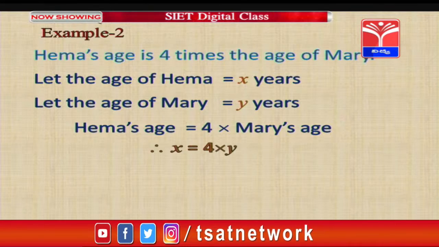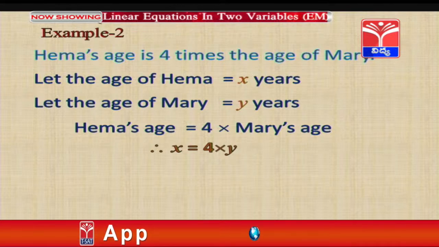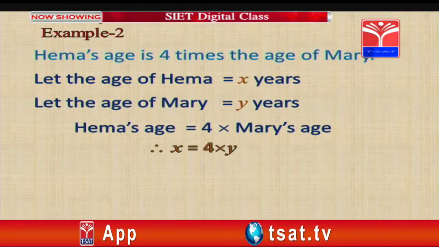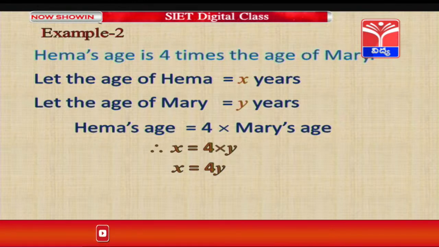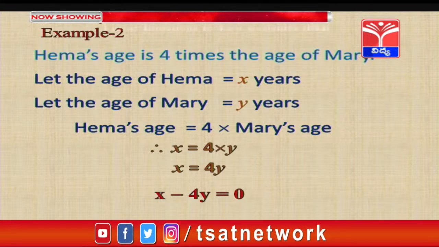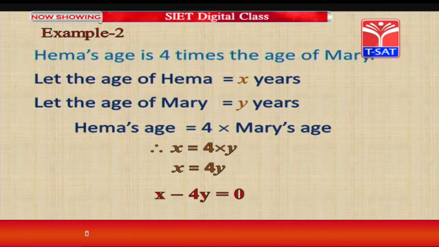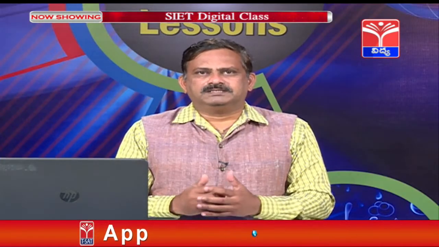What is the age of Hema? We have taken it as x. What is the age of Mary? It is y. So, what you can say, therefore, is x is equal to 4 into y. We will be writing it as x is equal to 4y, or x minus 4y is equal to 0. This is a linear equation. Children, till now we have observed two examples, right. Let us continue with one more example.